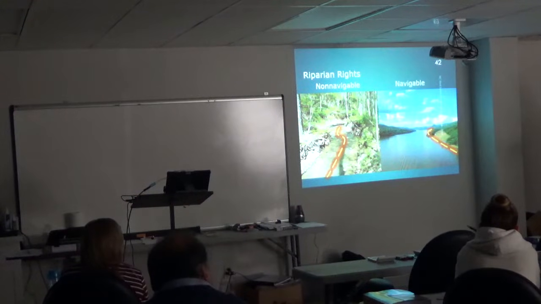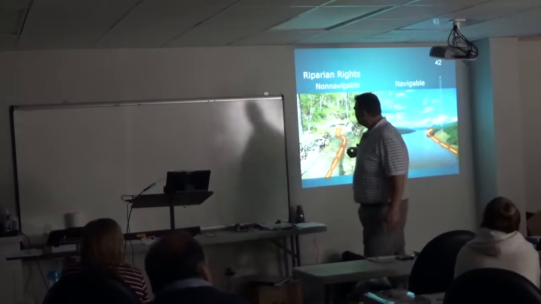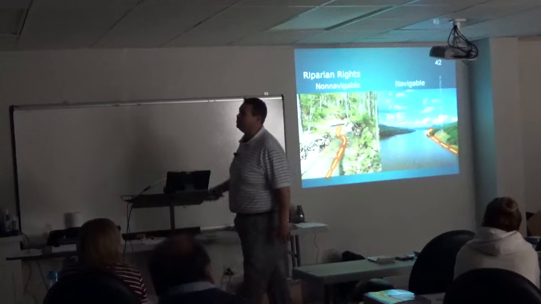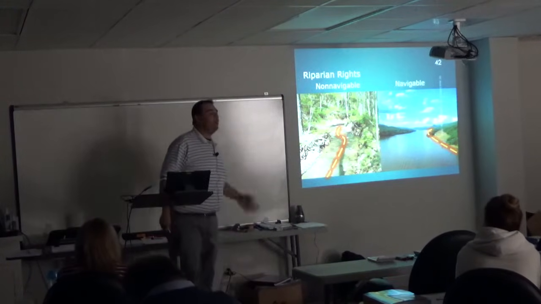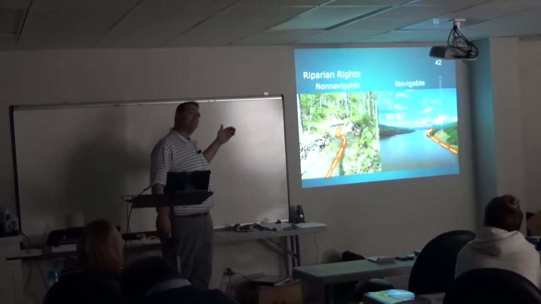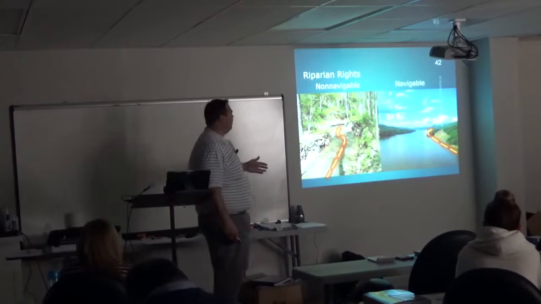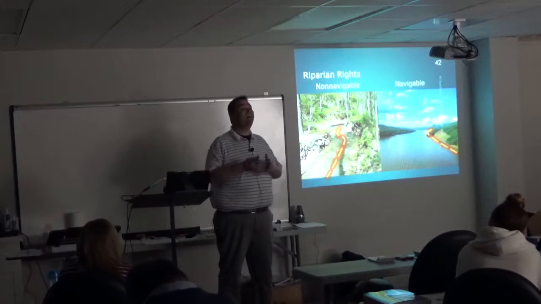But look at the other one. Because it's not navigable, the water doesn't belong to the public. It belongs to these private landowners. So if we have an owner on this side and another owner on that side, so two different owners, one on the right and one on the left, where's the property line going to be? Center. Right down the middle. Because that water doesn't belong to the public, it actually belongs to these two property owners because it's not navigable.